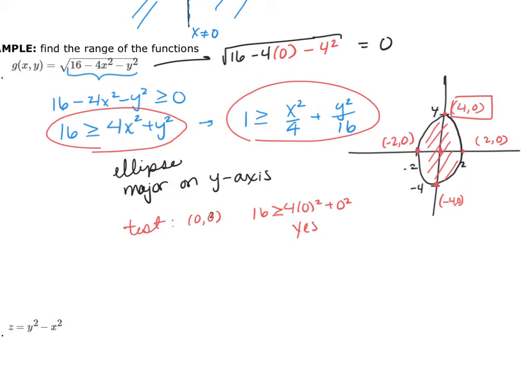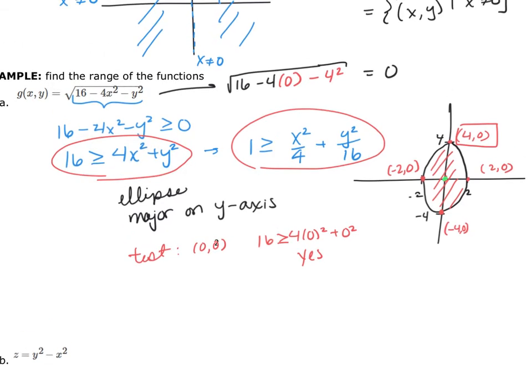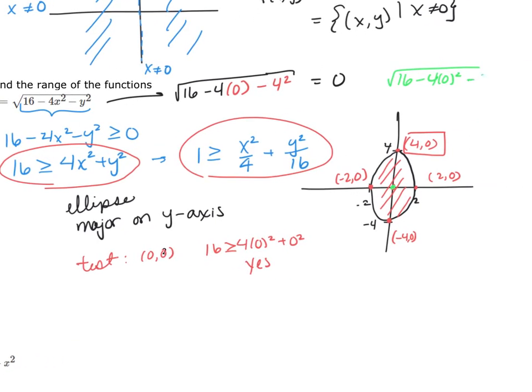So the smallest output I'm going to get is 0, because I'm not going to get anything less than 0 because I'm taking the square root. So then the question is, what is my largest number? Well, let's choose this ordered pair when both x and y are 0. Let's try it. So I have the square root of 16 minus 4, 0 squared minus 0 squared.